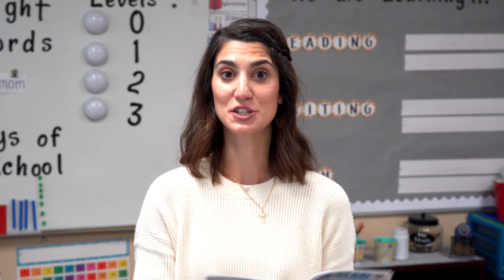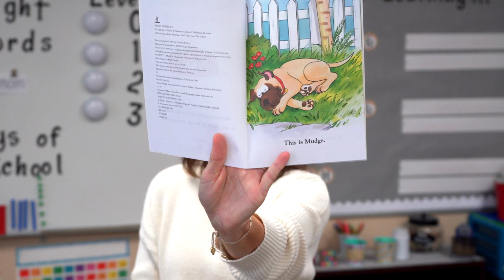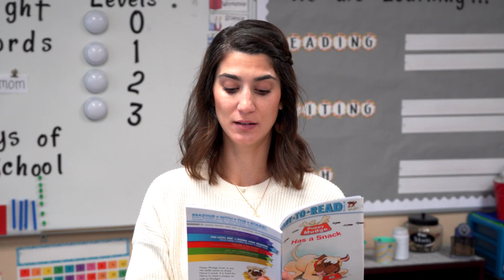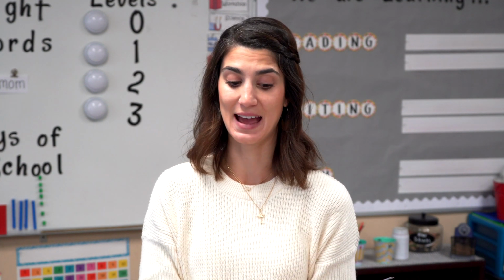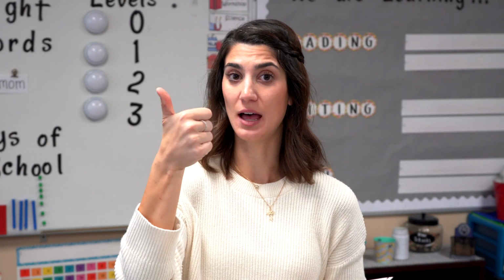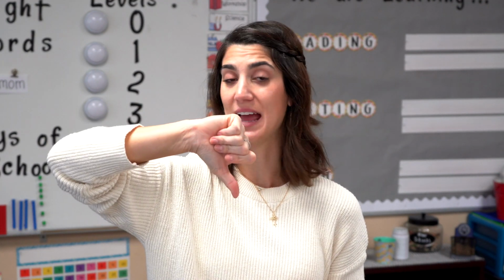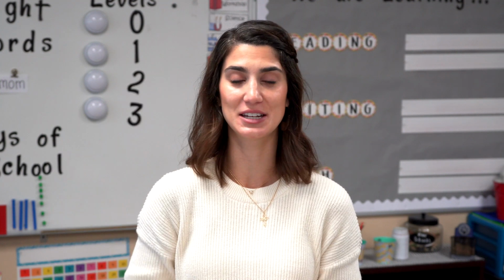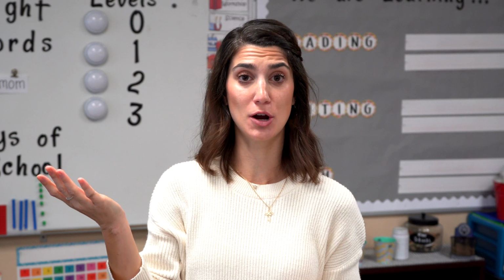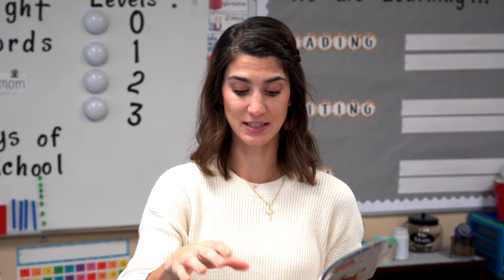This is Mudge. He is Henry's puppy. Mudge wants Henry's snack. Have you seen any dialogue yet? Thumbs up if you've seen dialogue, thumbs down if we haven't had any dialogue yet. Thumbs down. No quotation marks, so no dialogue yet.